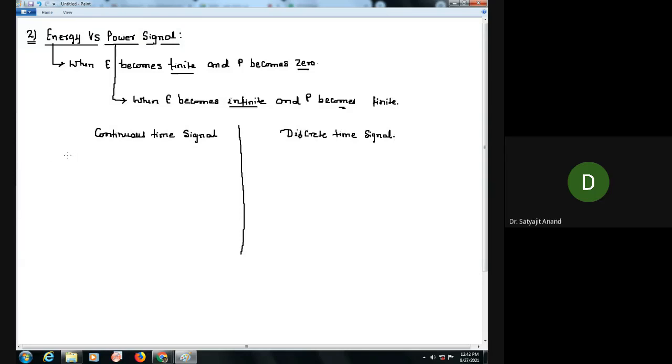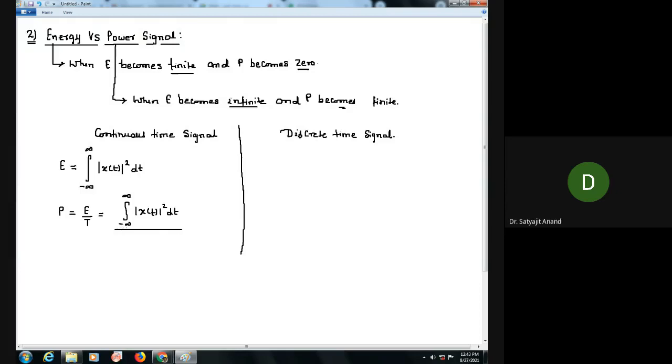When we have a continuous time signal, what will be the mathematical expression for energy? Energy is the integration from minus infinity to plus infinity of mod x(t) whole square dt. And what about power? Power is energy upon time. So the equation is energy, the integral from minus infinity to plus infinity of mod x(t) whole square dt, divided by time.